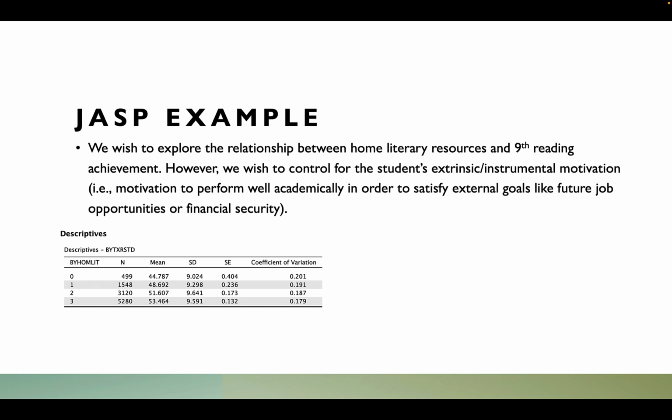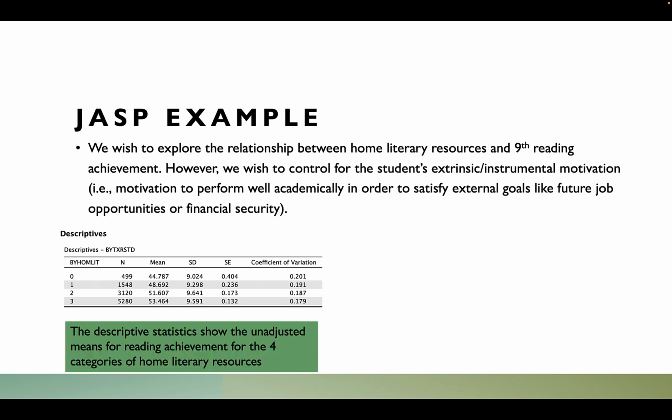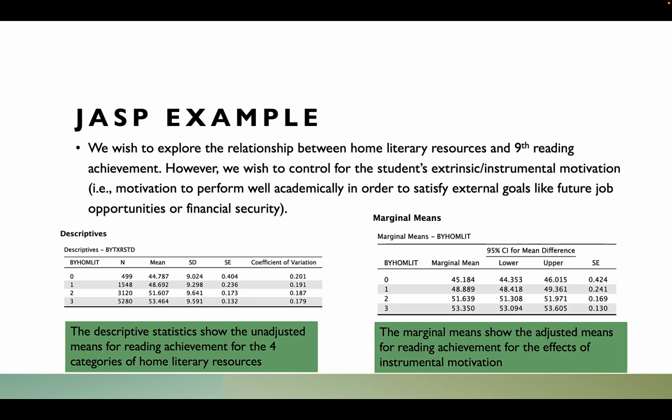All right, so why did I ask you to calculate the marginal means? Because I want you to understand that the means for reading achievement across the home literary groups are adjusted for the extrinsic motivation. So you have your descriptives table in JASP, and this descriptives table shows the unadjusted means for reading achievement for the 4 categories of home literary resources. But then the marginal means show the adjusted means for reading achievement when accounting for the effects of instrumental motivation.